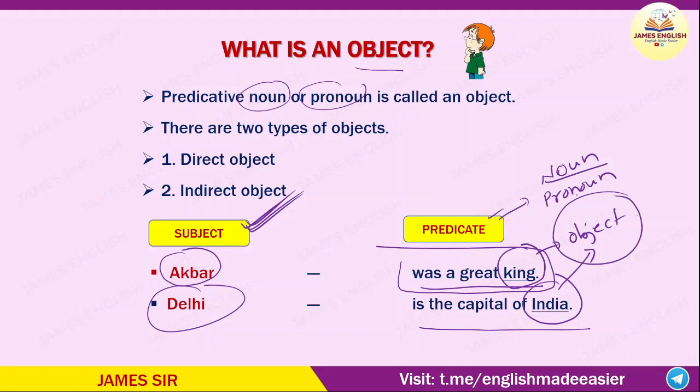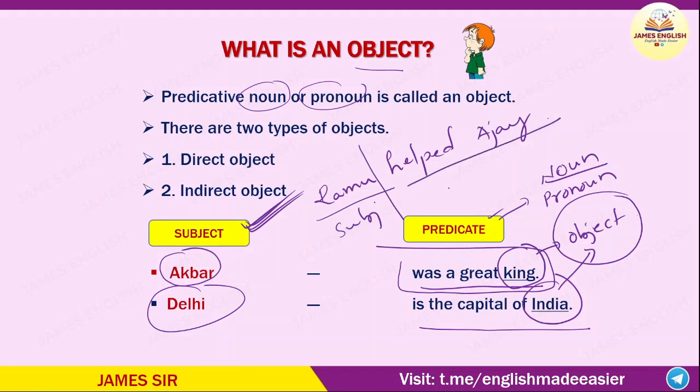Is that clear? Can I give you one more example? Would you like to do an exercise, one example? Yes, okay. Please look at this. Ramu helped Ajay. What is the subject here? Ramu. Okay. What is the predicate here? Helped Ajay is the predicate. Okay.